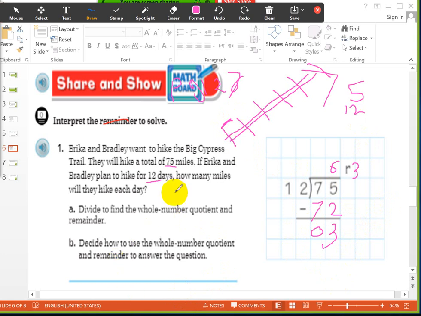So there are 3 miles. I have to divide them over 12 days. So I have to write the remainder here as a fraction. The numerator will be the remainder, and the denominator will be what? The divisor. So it will be 3 over 12. Can I write this fraction in the simplest form?